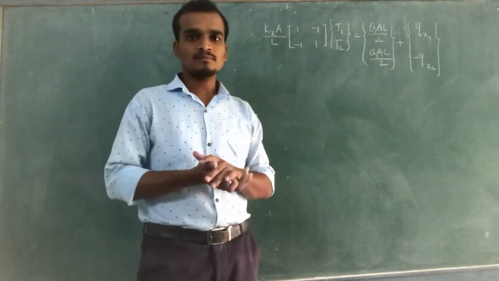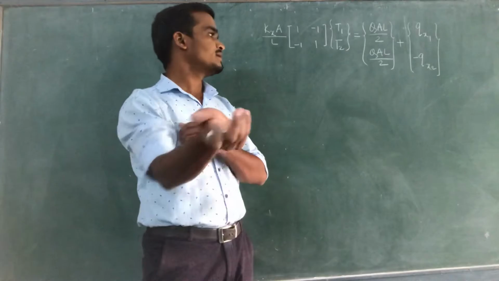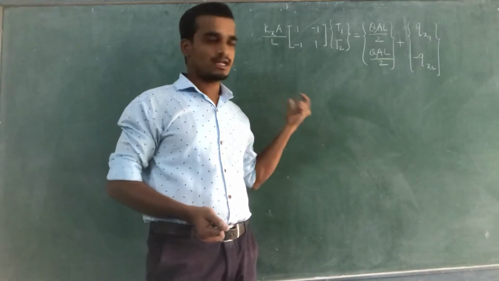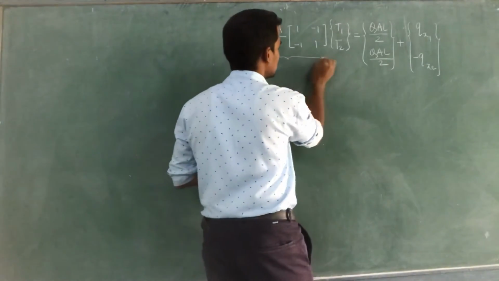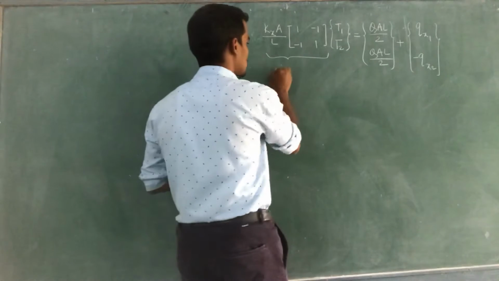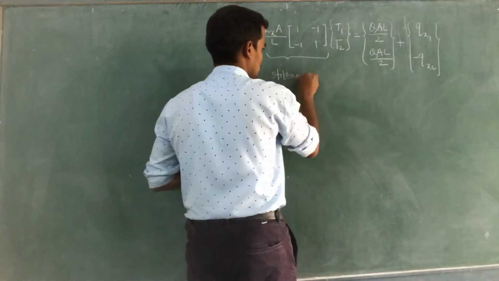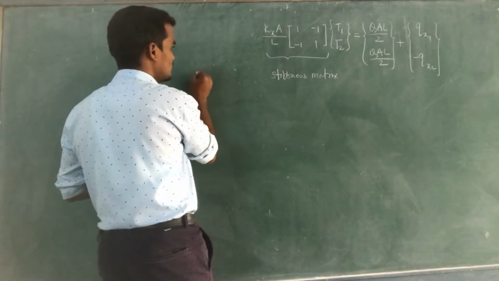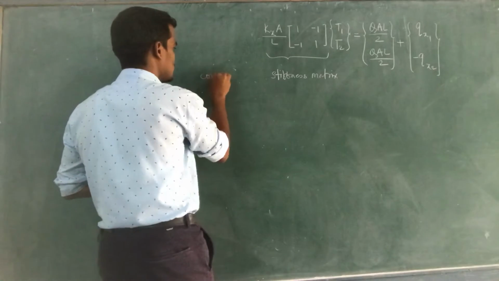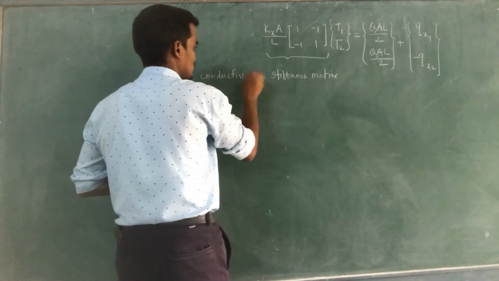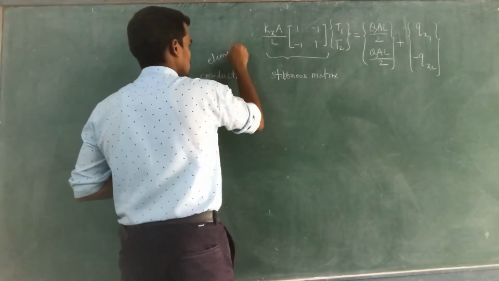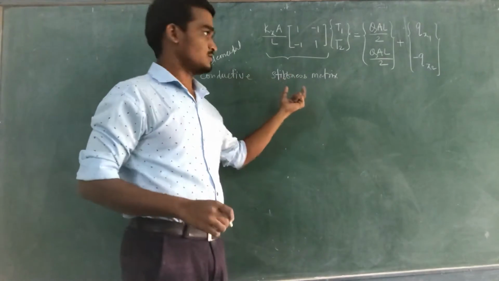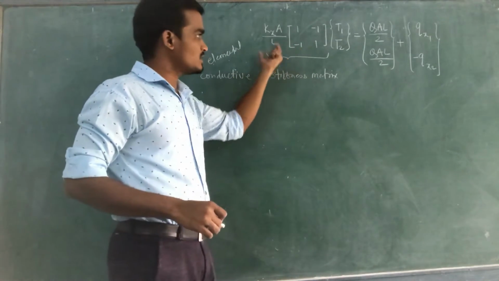Good morning, guys. So in the previous lecture we have derived the elemental stiffness or conductive stiffness matrix for the heat transfer problems. This is nothing but your stiffness matrix. It is called the elemental conductive stiffness matrix, or you can say conductance stiffness matrix also. So this is your elemental stiffness matrix for the heat transfer problem.